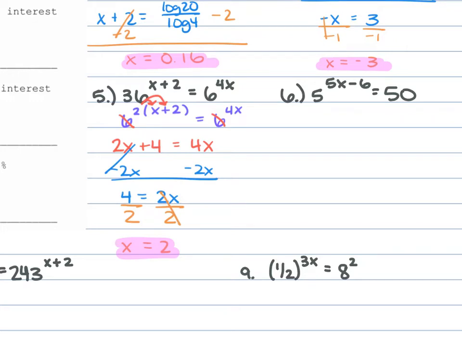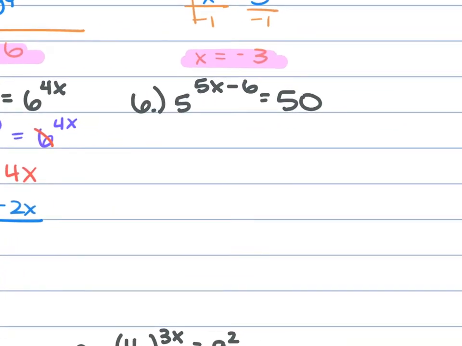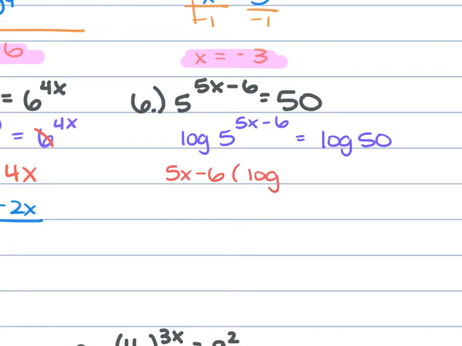For 6, we have 5 to the power of 5x minus 6 is equal to 50. So that 50 can't turn into 5 to a power, so I'm going to take the log of both sides. So we're going to have log of 5 to the power of 5x minus 6 is equal to log 50. From here, we're going to move the 5x minus 6 to be in front. So I have 5x minus 6 times log 5 is equal to log 50.